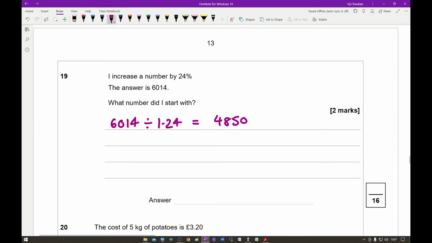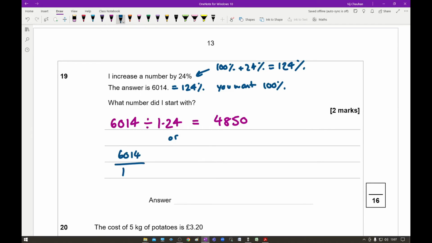And so another way of working this out, or an alternative way, is if you increase by 24%, then that's going to be 100% plus 24%, which is equal to 124%. So that's 6,014 equals 124%, but you want 100%. So what we need to do is 6,014 divided by 124, which works out what 1% is, and then I multiply that by 100, and that will give me what 100% is. And again that gives me the same answer of 4850, which makes sense because we're expecting a smaller number because we obviously have increased it.